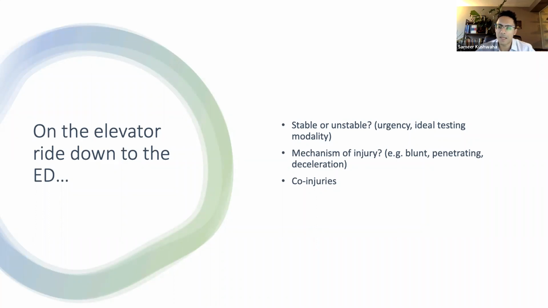I'm thinking about the mechanism of injury and whether it's blunt or penetrating injury, how likely it is that I think there will actually be a cardiac injury, and what type of cardiac injury I might be looking for. And I'm thinking about other co-injuries, things that might make it difficult to assess the heart, or that may need to be managed even more urgently than the heart, assuming that there's no catastrophic cardiac complication.